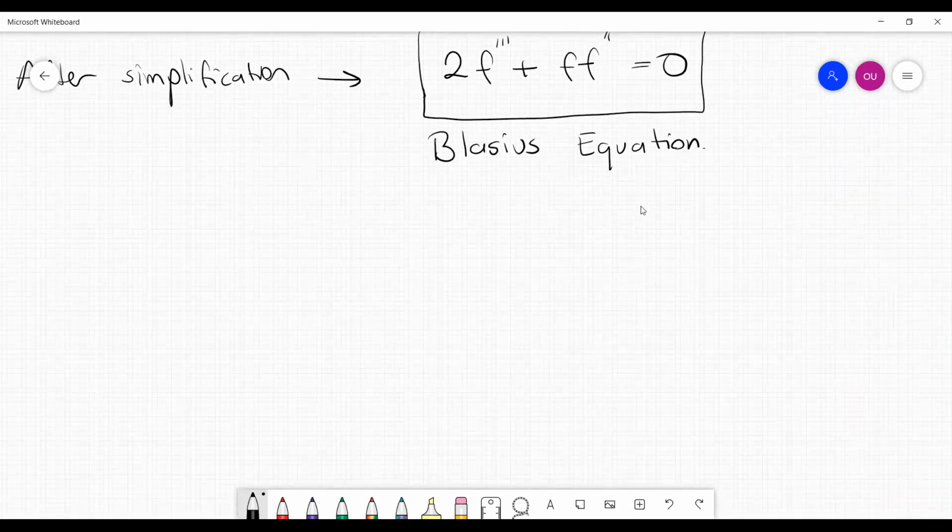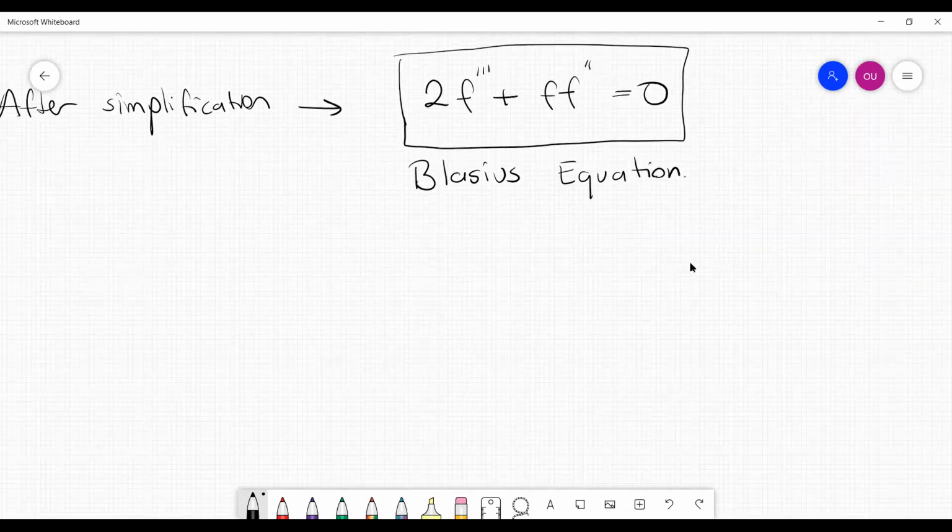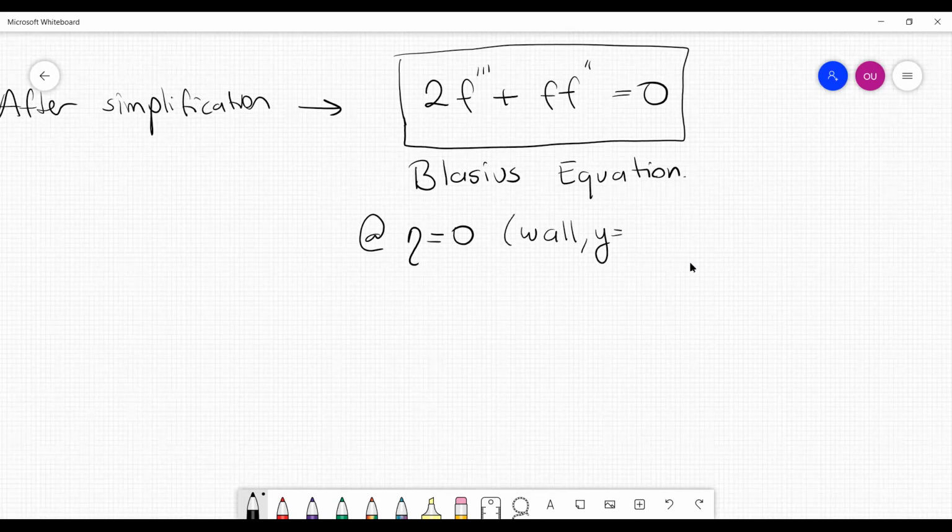So the question is, how do we solve this equation now? Of course, we need to know some boundary conditions. Based on our coordinate transformation, at eta equal to 0, this is a function of eta, which corresponds to our wall condition at y equal to 0.